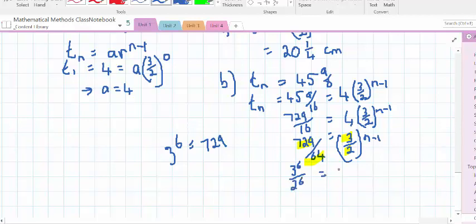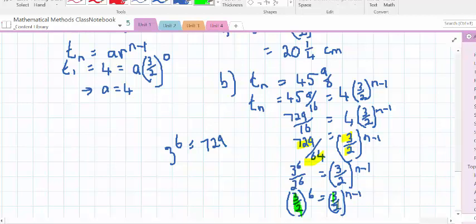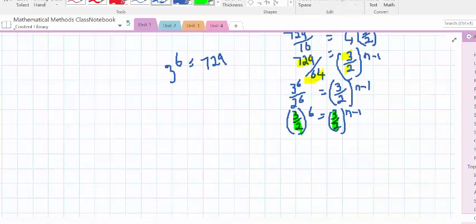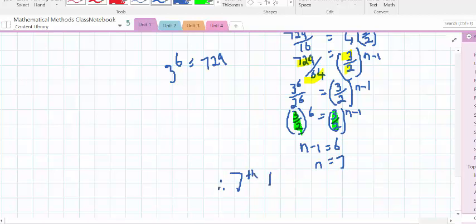And we've got 3 over 2 to the n minus 1. That's using your index laws that you know. And again we can equate the indices on both sides because we have bases that are equal to each other. You can see that. So that means we didn't have to use logs, and that would mean that n minus 1 equals 6, again n equals 7, which is a bit freaky. We've got the same answer for two different questions using a similar method. So, interpreting your answer, the seventh triangle is the one that we're after.